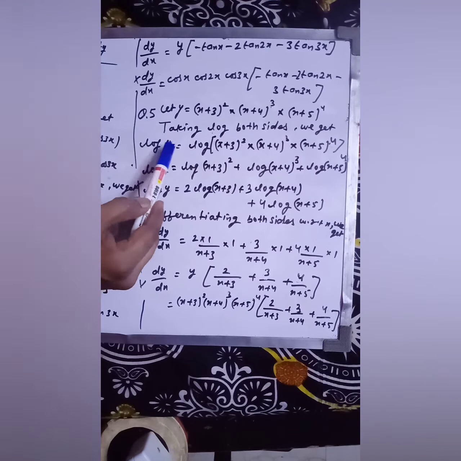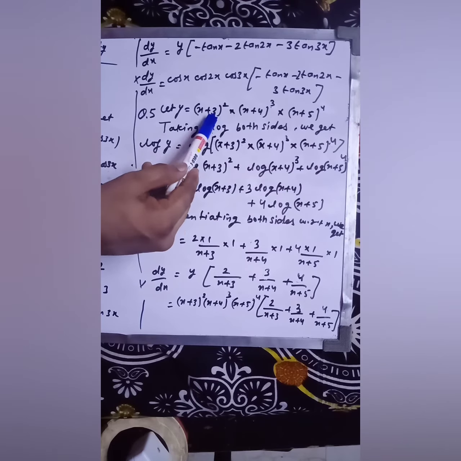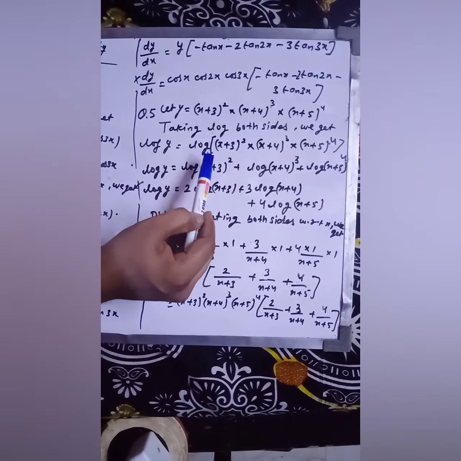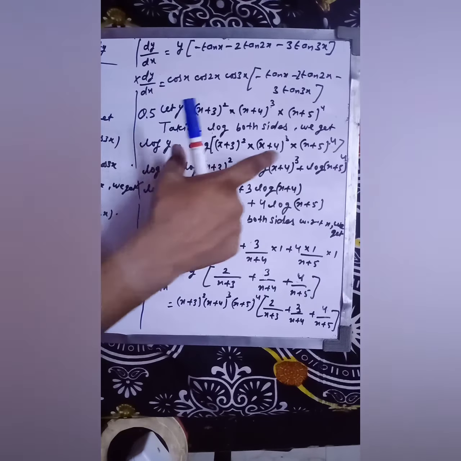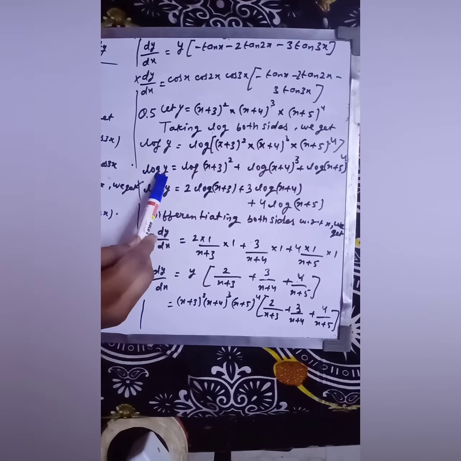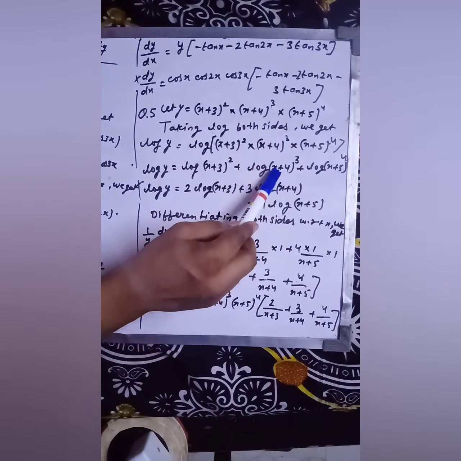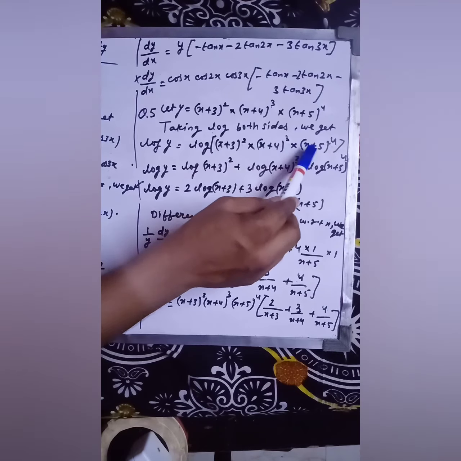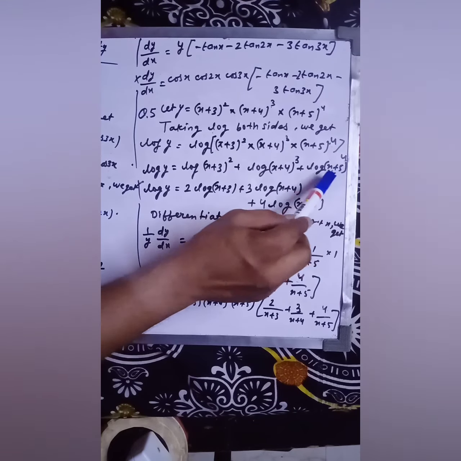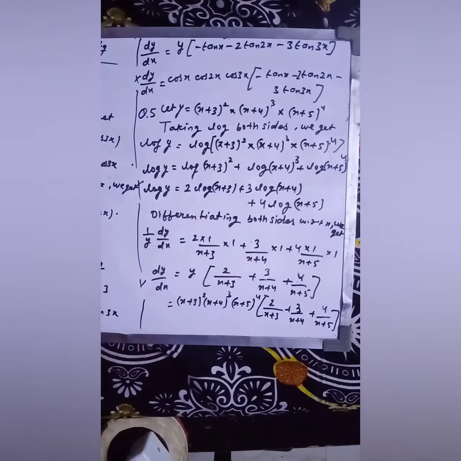log y equals log of this plus log of this. First of all, I'm showing log with this whole term as it is. Now this log y you have to copy, equals to, as you know that they are multiplying, so you have to put a sign of plus. So it would be log (x+3) whole square plus log (x+4) whole to the power 3, plus log (x+5) whole to the power 4. Like this you can represent.